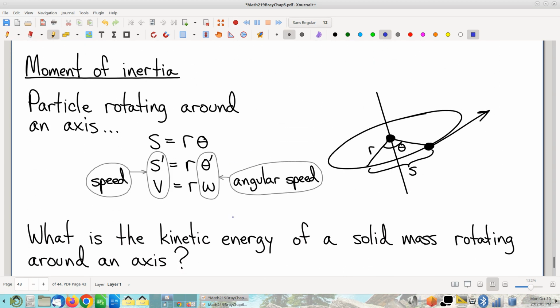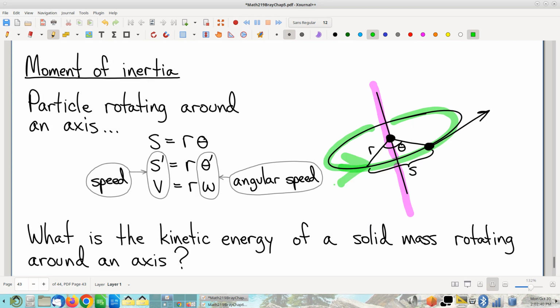Okay, moment of inertia. This is another one of these things that's a really cool physics concept that I would love to spend 20 minutes on the physics background for why we care about this. I'm going to have to cut that down to just 4 or 5. The basic idea here is that we have an axis of some sort, and around that axis we have some object that is rotating, like so.